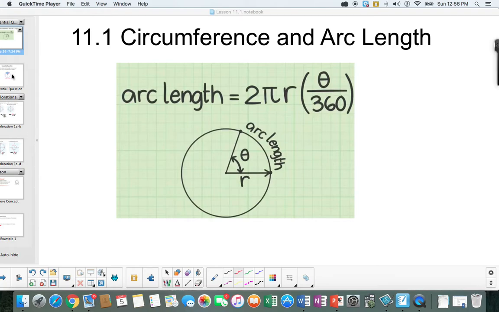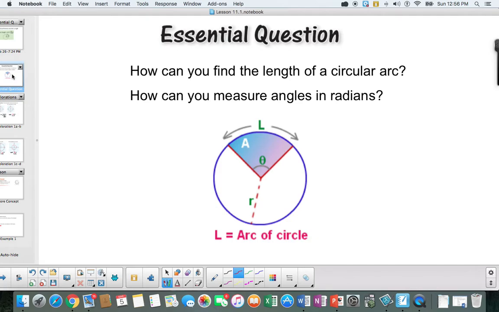11.1 Circumference and arc length. How can you find the length of a circular arc? How can you measure angles in radians?